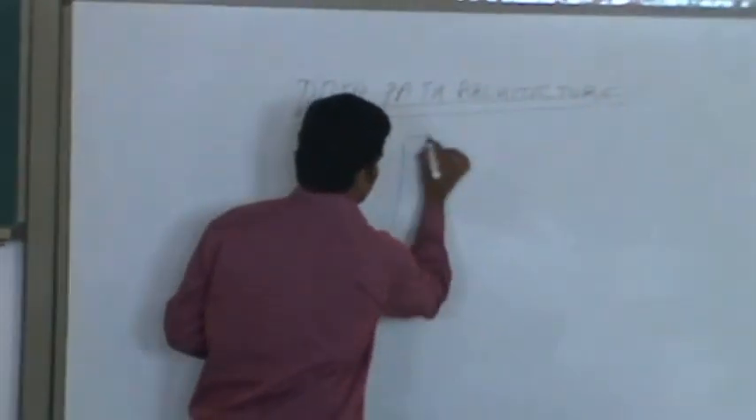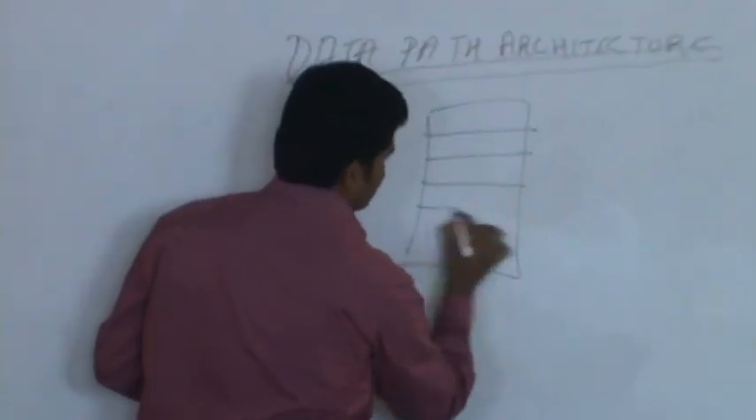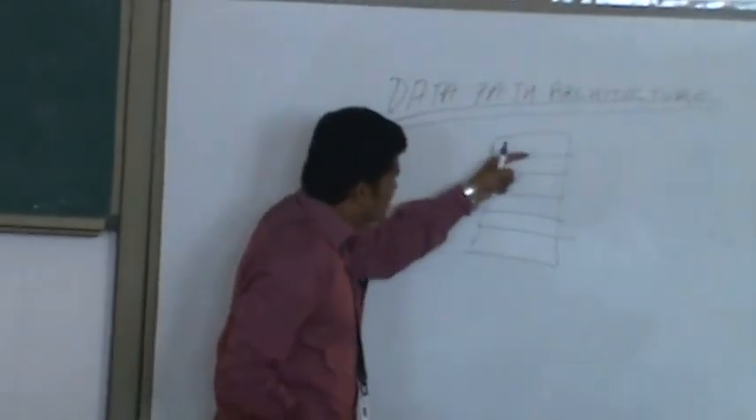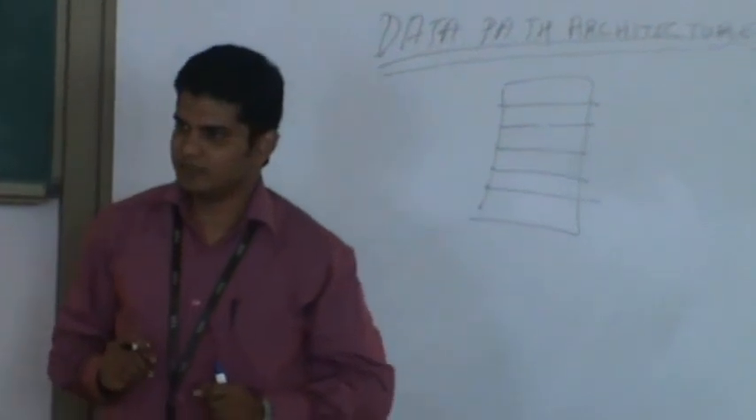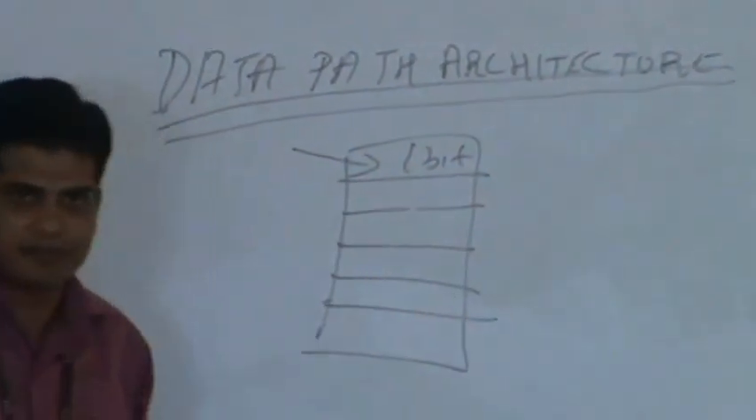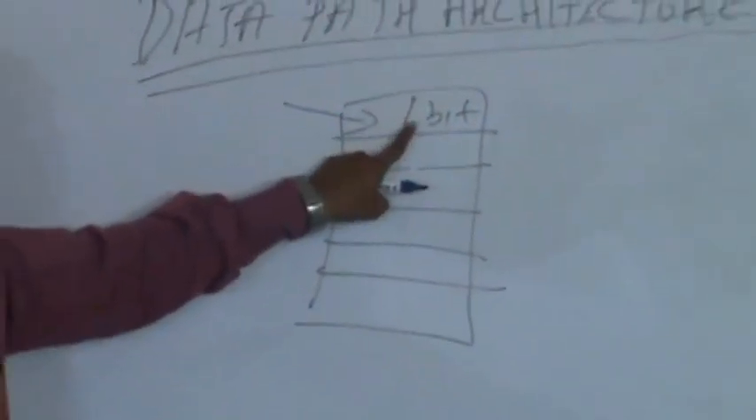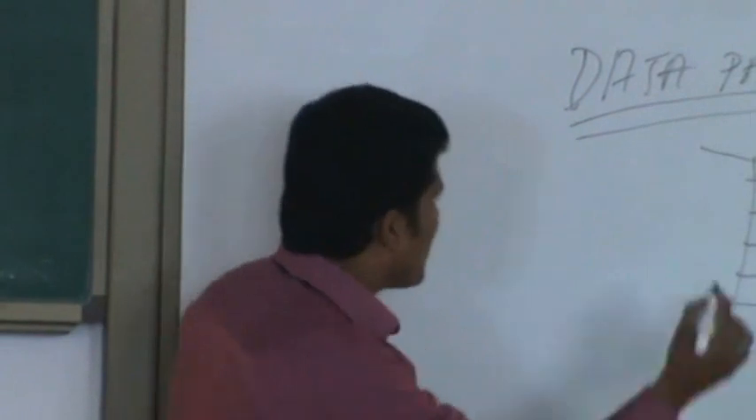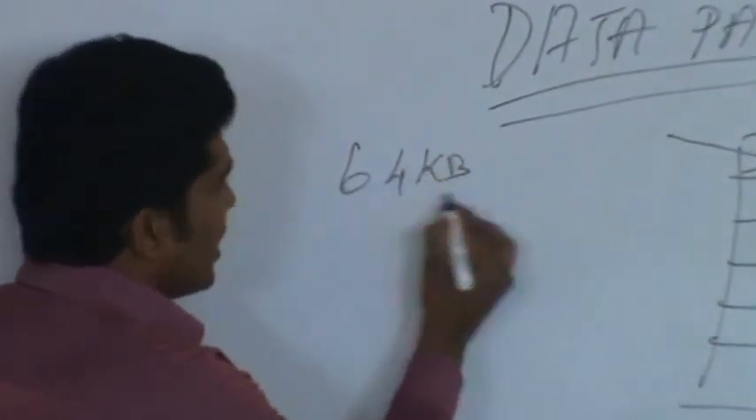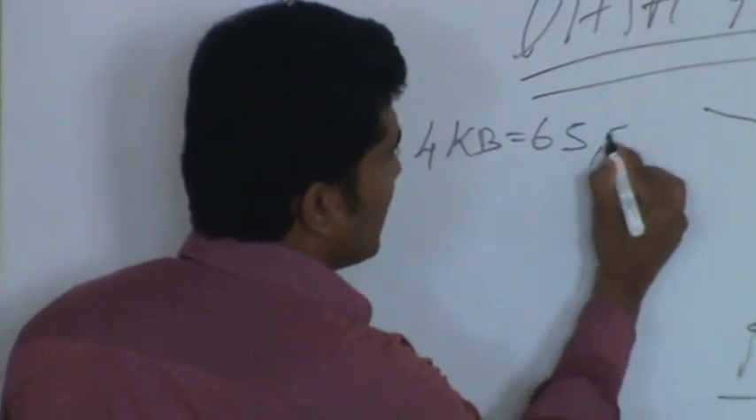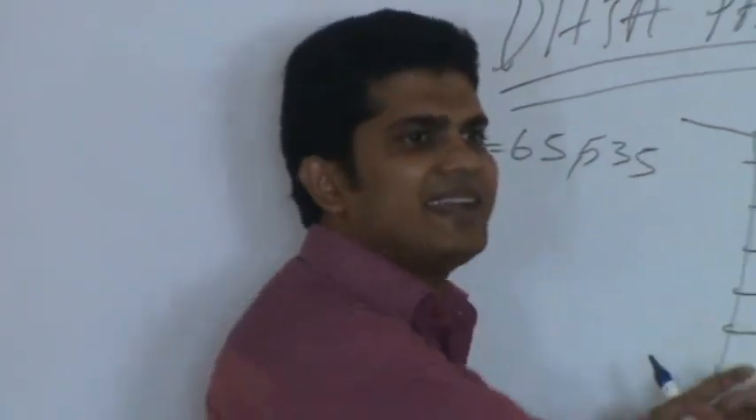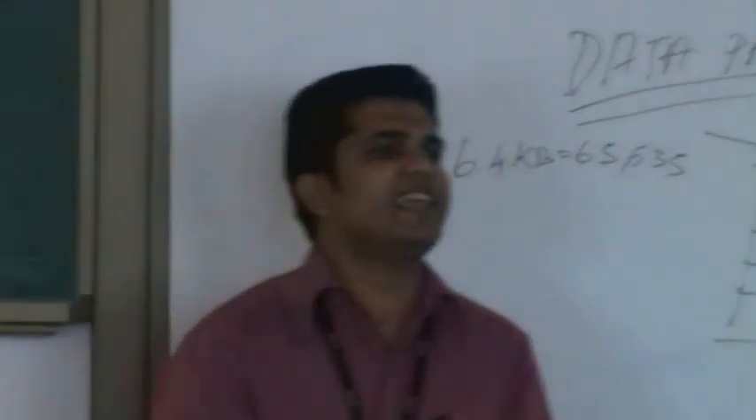As we know, memory is arranged in the form of an array, and each box is called a cell. Each cell can hold one bit of information. That is, this cell can hold one bit, this cell can hold one bit, and it goes on. If you have a memory of 64 KB, you will have 65,535 cells. Storing one bit and retrieving one bit becomes a tedious process.